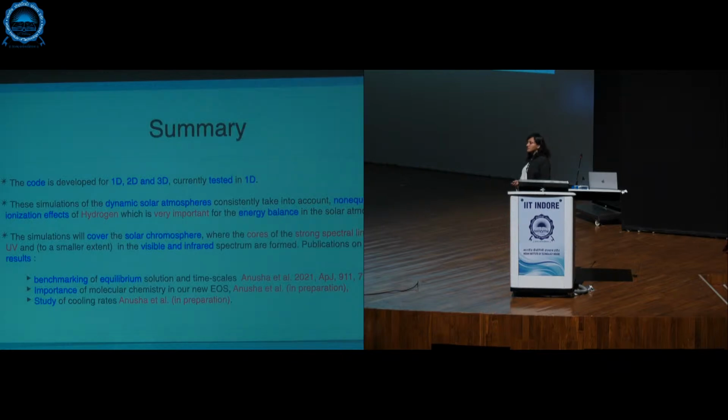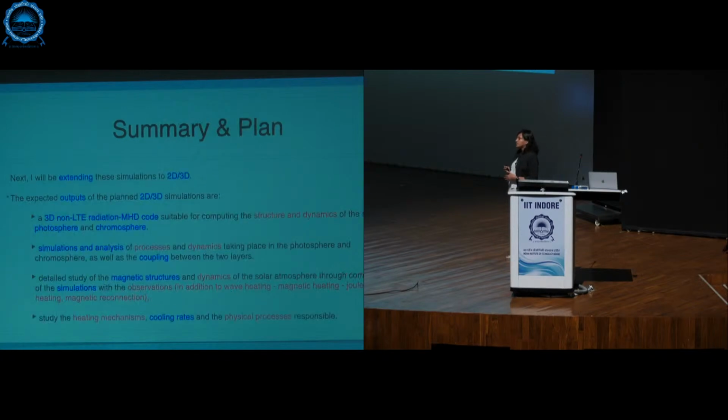To summarize, we have developed a radiative transfer module which is now tested in 1D, but it is adaptable for 2D and 3D because it is developed so that it can work in all 3 dimensions. It is basically to simulate the solar chromosphere where the cores of strong lines such as calcium and magnesium are formed. The benchmarking of the equilibrium solutions has been done, and the importance of the molecular chemistry and the cooling rates is being studied.